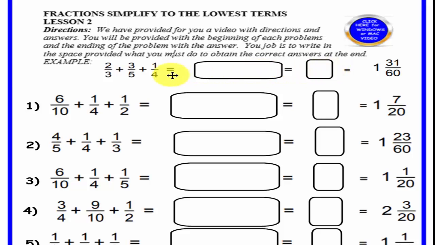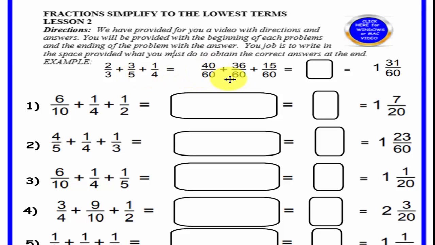Let's look at the first one because we want you to place your answers in this space provided. Now, 2/3 plus 3/5 plus 1/4. What's the common denominator? Well, we've already cheated and we told you it's going to be 60. So I'm going to click inside here and we say, how many times does 3 go into 60? Well, it goes in there 20 times, and 2 times 20 is 40.